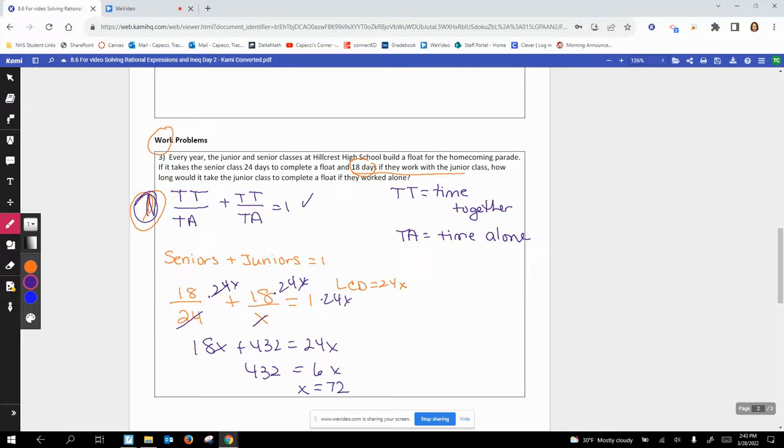So these juniors really take a long time. So it will take the juniors 72 days to complete a float if they work alone.